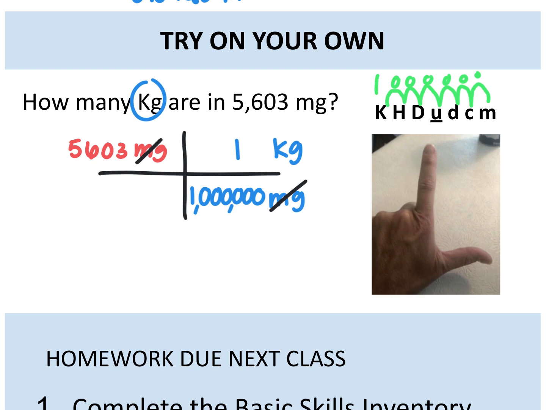And to solve, I am going to take 5,603 divided by 1,000,000. In this case, I get 0.005603 kilograms. And that is my final answer.